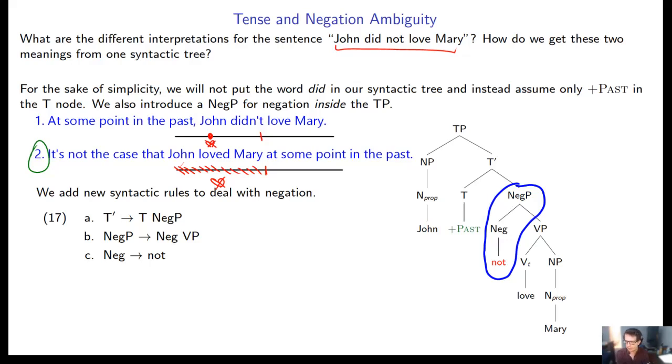So that's how we're going to introduce negation. We're not going to introduce the word did or do in our tree. It's just a little bit too complicated to figure out how to do all the movement and stuff, because we don't have C's or CPs. So we're just going to leave it as John not love Mary.